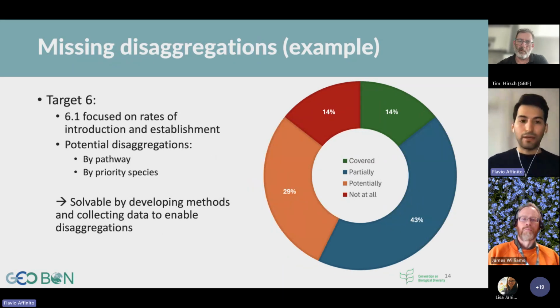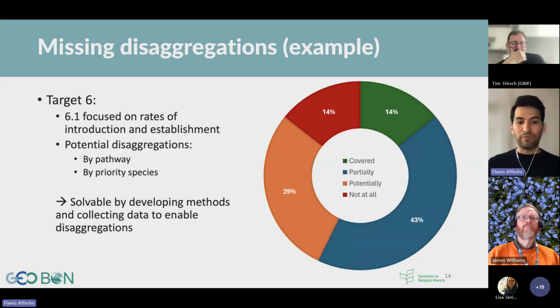Another type of partial coverage is the example of missing disaggregation. So target 6 has a headline indicator that's focused on the rates of introduction and establishment of invasive alien species. And if you remember from Tim's presentation just before, we also saw that target 6 is asking for specific locations, such as priority species and pathways of establishment. So those, in a way, are disaggregations of 6.1.